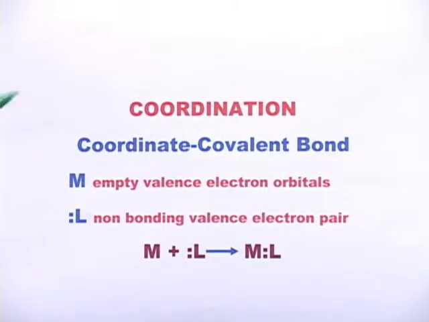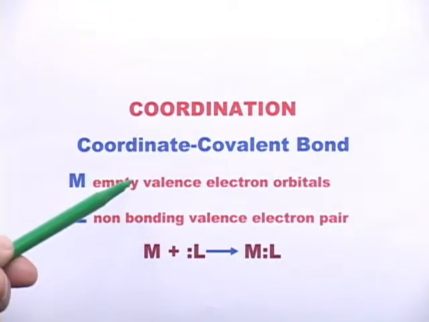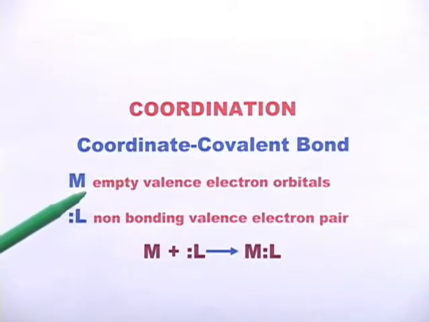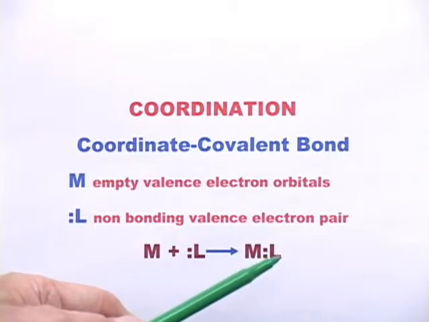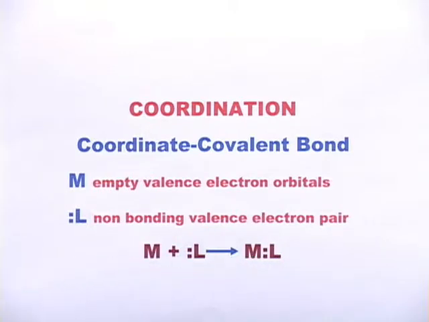The compound you'll prepare today is called a coordination compound. This refers to the apparent way in which the covalent bonds are produced. The metal or central atom has empty valence orbitals. The ligand has non-bonding valence electron pairs. These orbitals overlap to form a bonding orbital in which the electron pair was donated by the ligand.